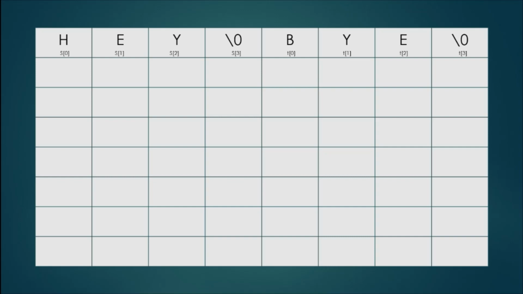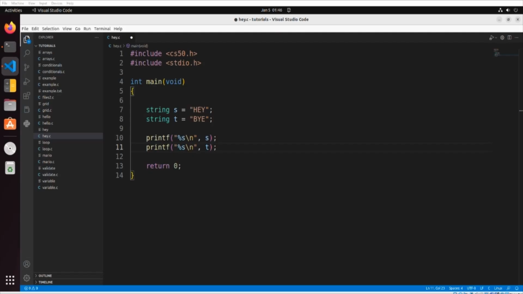But these are just regular variables, so there's a chance that they're separated. However, we have this \0 to delineate where one string ends and another string starts. So let's come back into our code and let's see something new. If I have these two strings of S and T, let's put them in an array.